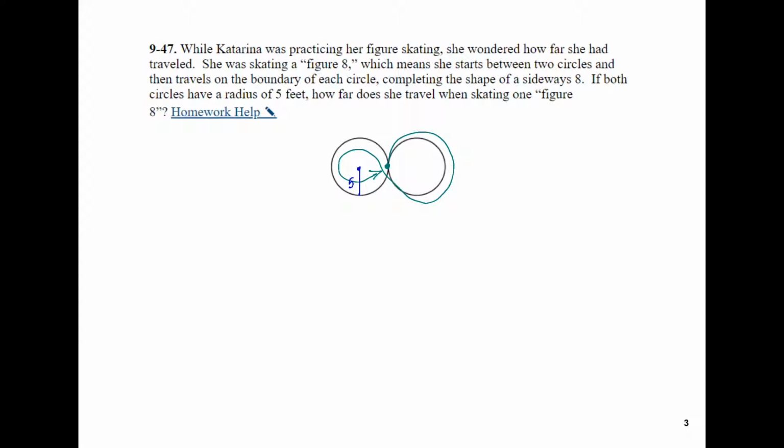If we want to know the distance around one of these circles, we can find the circumference, which is 2 pi r. We know the radius is 5, so we get a circumference of 10 pi. We know that we have not one, but two circles, so we need to multiply that by 2. So we get a total distance of 20 pi, which is approximately 62.8 feet.